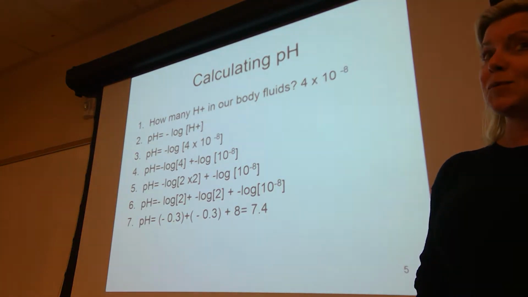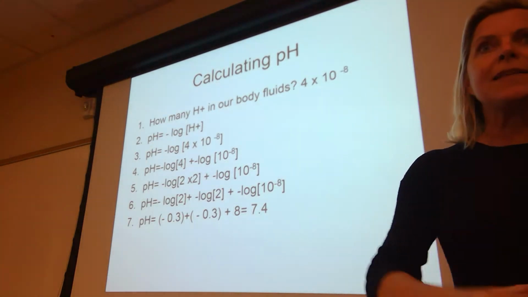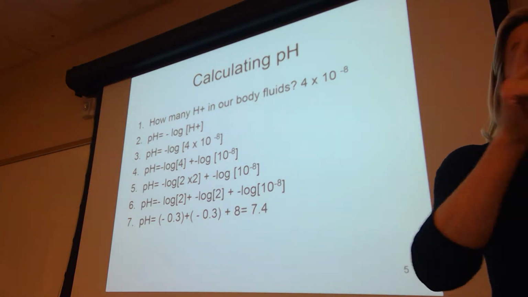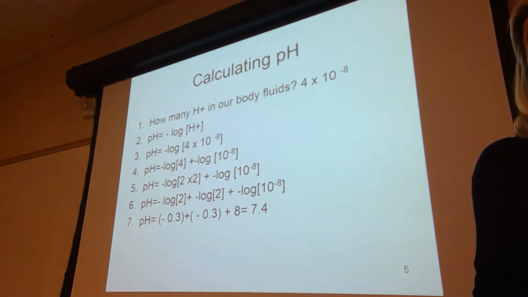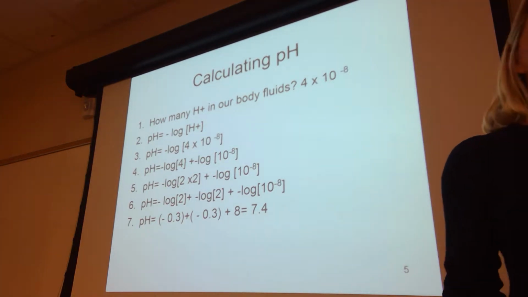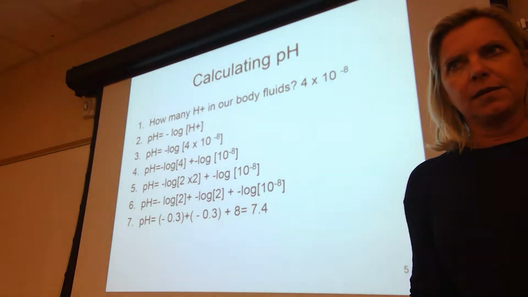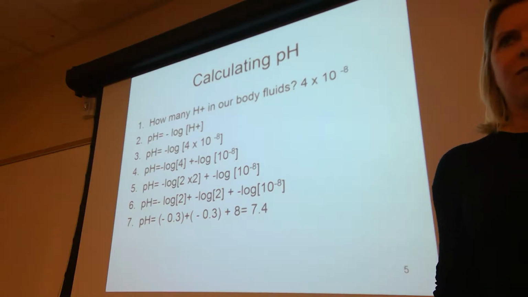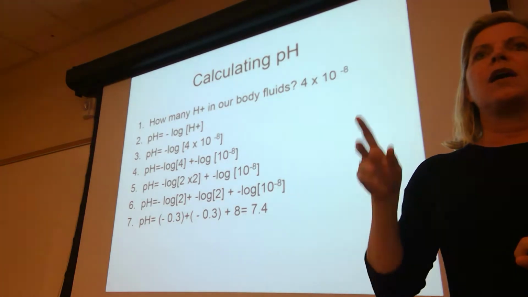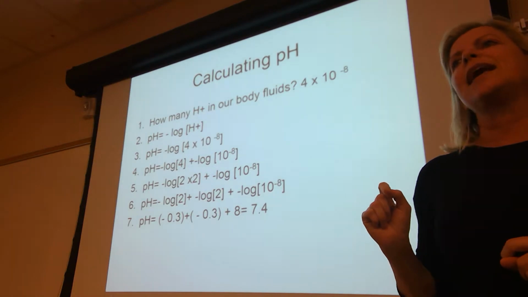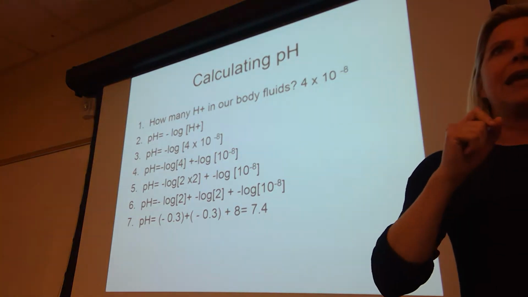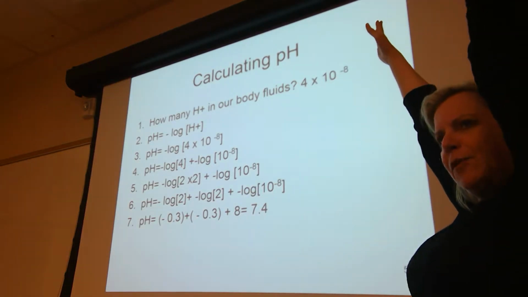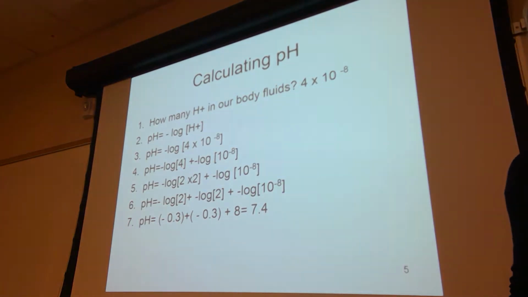Now, 4 can be written, Tyler, in many different ways. It can be 4 times 1 or 2 times 2. Let's use 2 times 2. And I can distribute the negative log to each of those 2. So I am going to take the negative log of 2, which is negative 0.3, and then the negative log of the next 2, which is negative 0.3. And then I'm going to take the negative log of 10 to the negative 8, which is 8. 8 plus a negative 0.6 gives me 7.40. Our body fluid pH. Are you impressed?